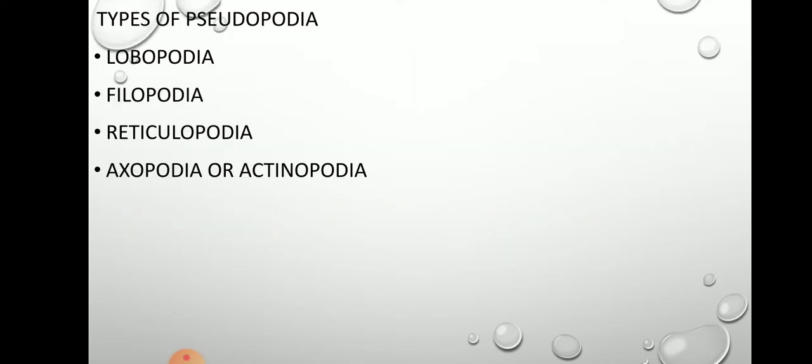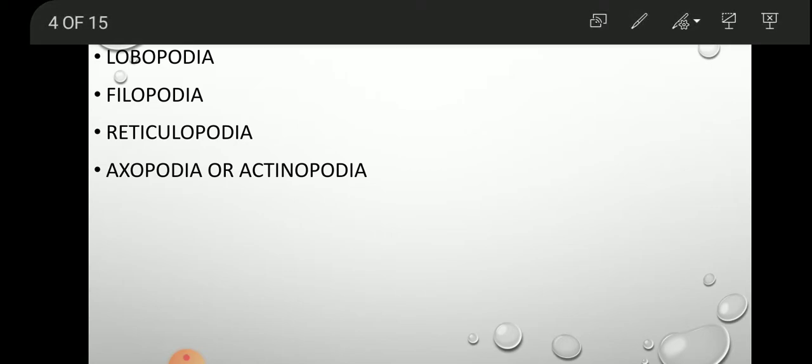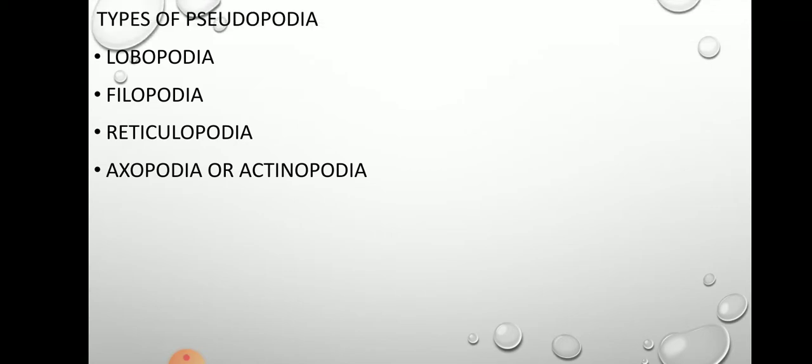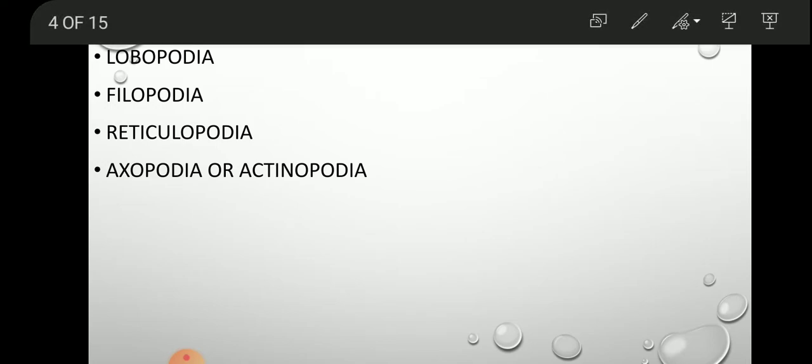So how many types of pseudopodia are there? We will discuss the types of pseudopodia here. There are 4 types of pseudopodia. The first one is the lobopodia, then philopodia, reticulopodia and axopodia. You can take a screenshot of it.